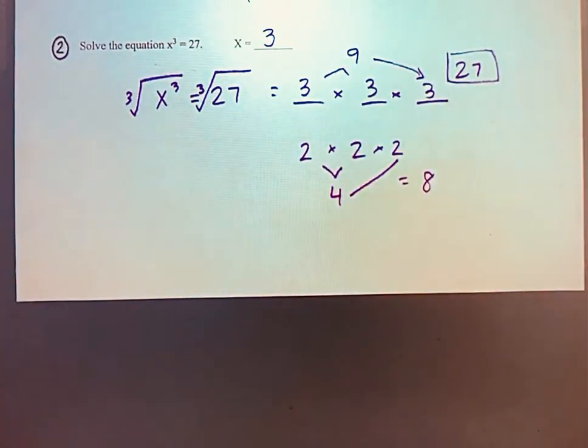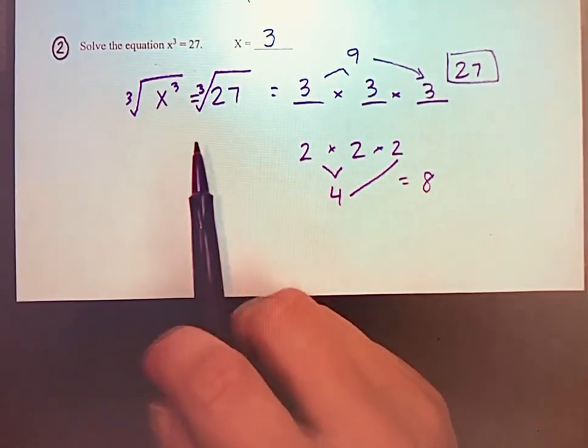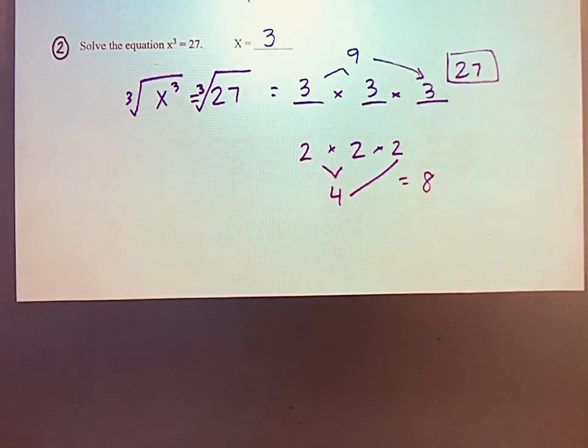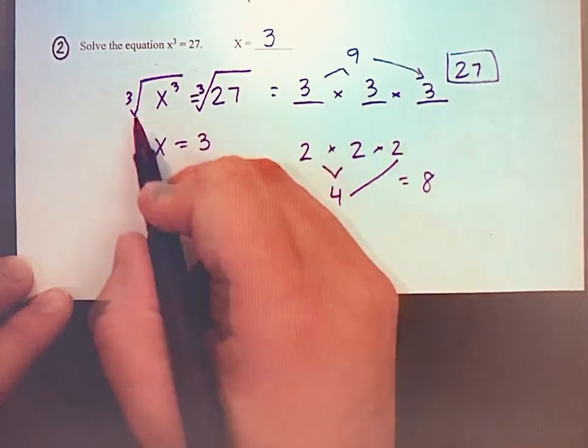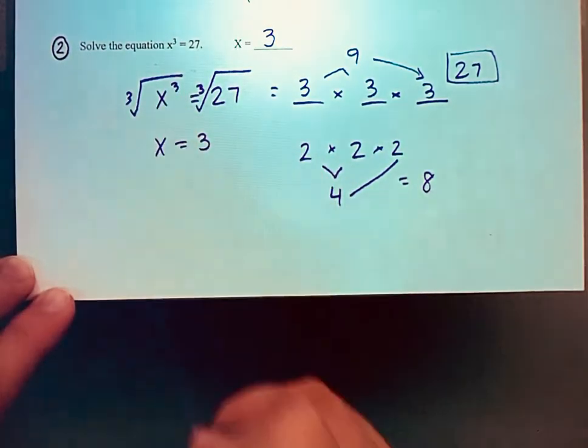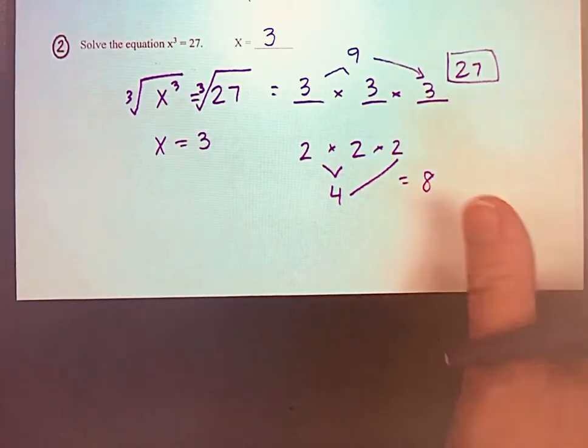But the key for these problems is to know that when you see something to the third, you have to take the cube root in order to get rid of it, and you're just left with x equals 3 because the cube root and 3 cancel each other out. Same thing if you were to have a question that had a square, instead of taking the cube root, you would do the square root.